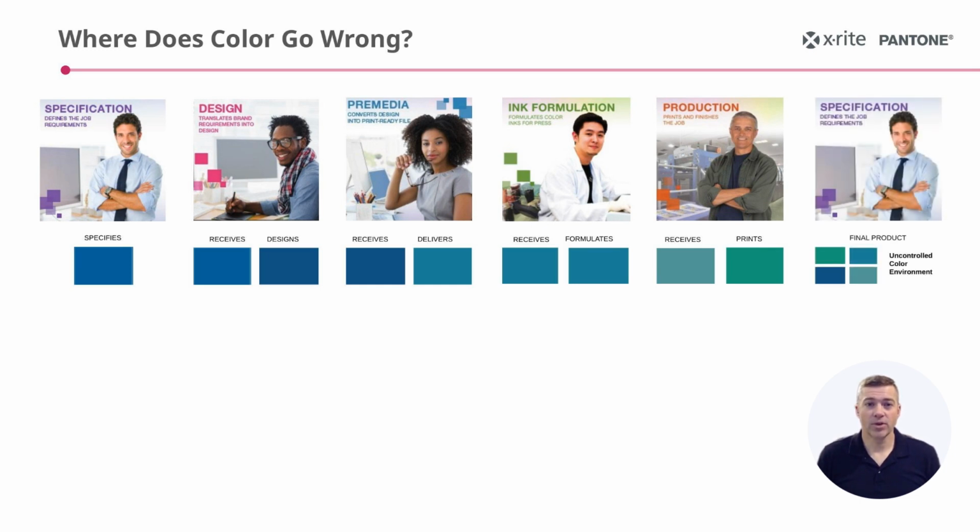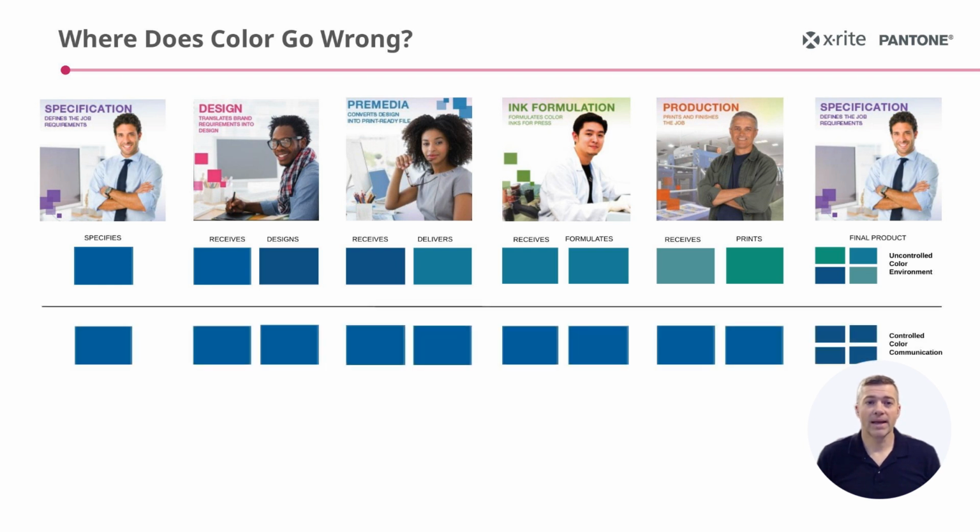At every stage of production, unclear color descriptions or material limitations can cause shifts in color, leading to frustration and disappointment. However, with better planning, achievable color specifications, and clear communication, you can create more predictable, repeatable results. Now, let's explore the common sources of these challenges and how to solve them.